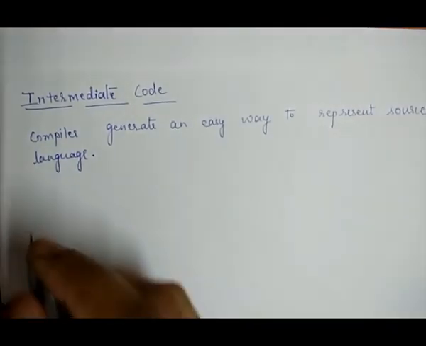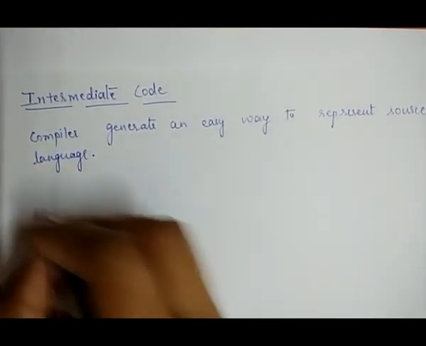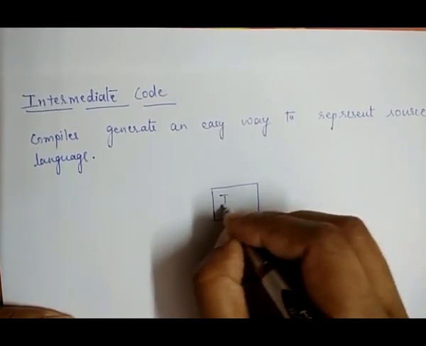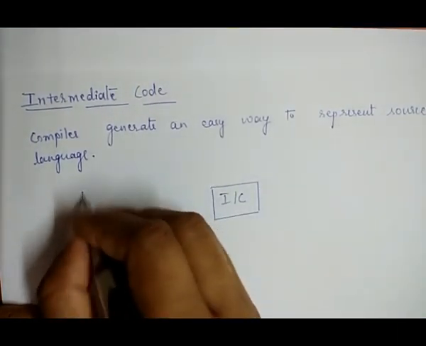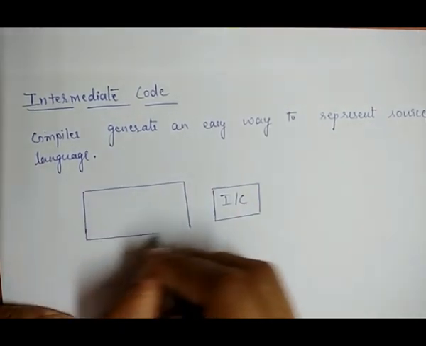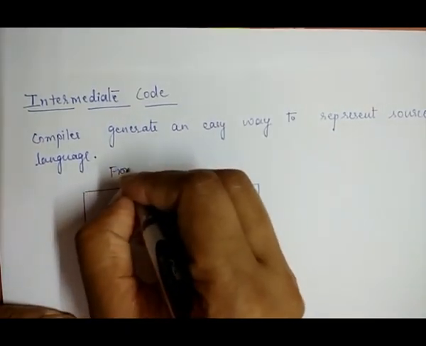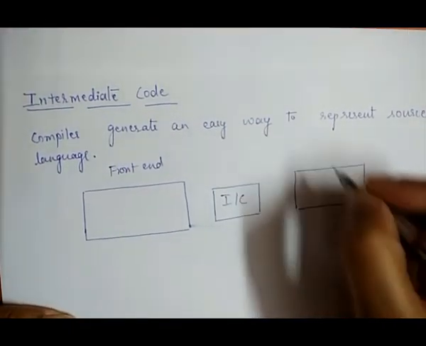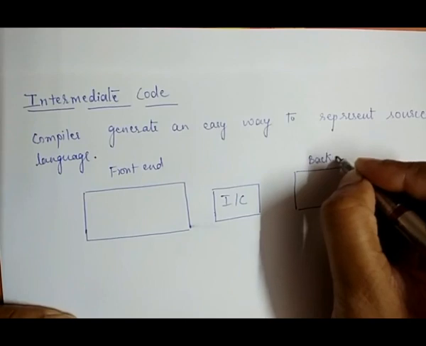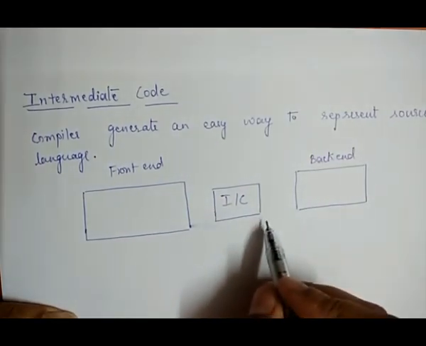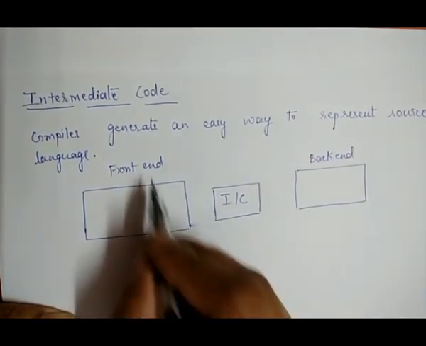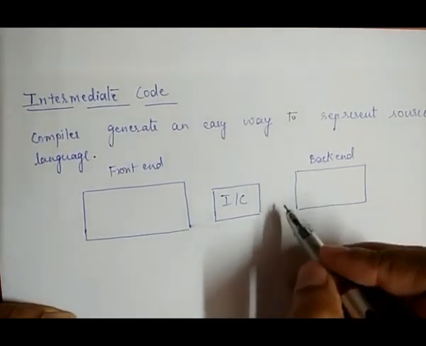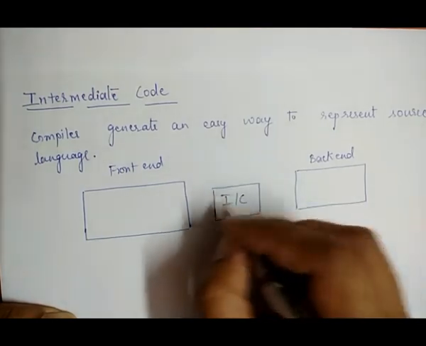If we understand this code with the help of a diagram, then this intermediate code comes in between the front end and back end of the compiler. It is the output of the front end, and the input of the back end is an intermediate code.